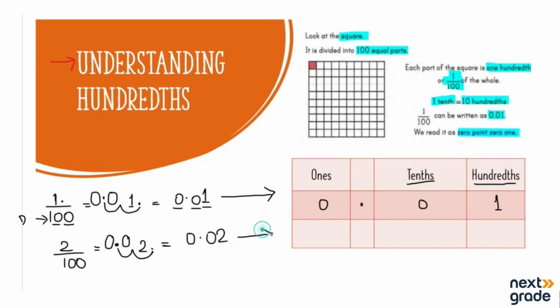Likewise, we are gonna write this decimal in the place value chart. तो ये आ जाएगा 0.02, where 0 is at the tenths place and 2 is at the hundredths place.